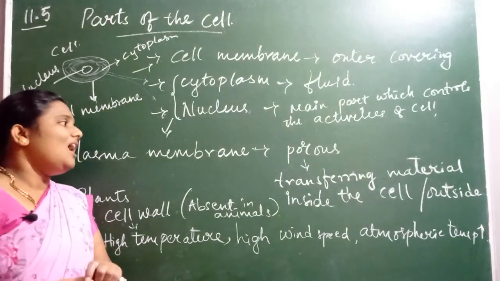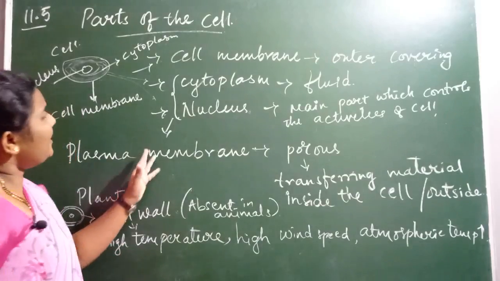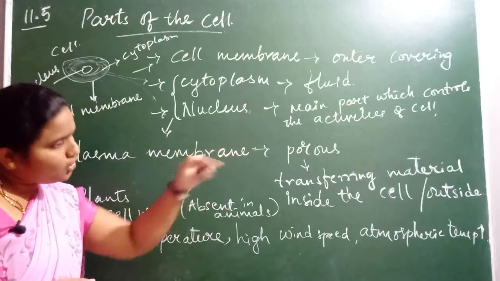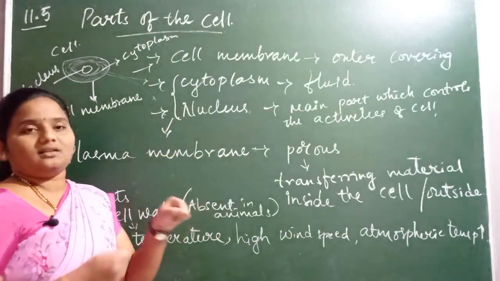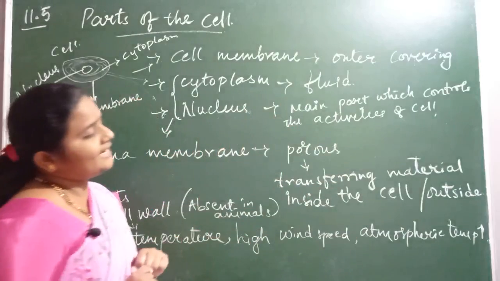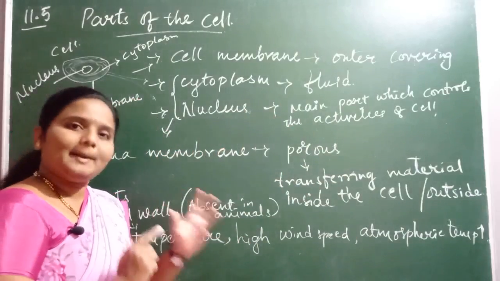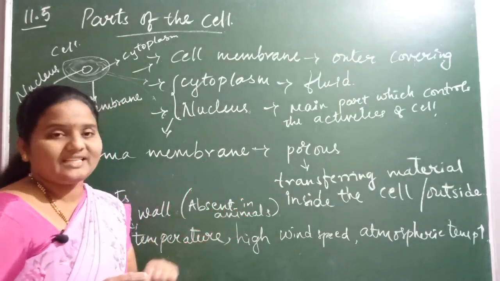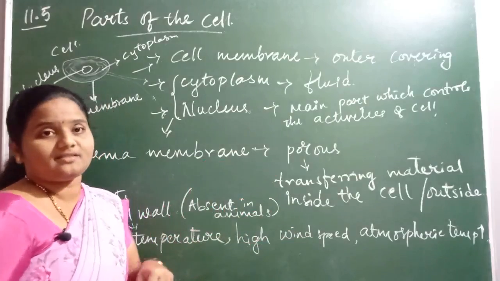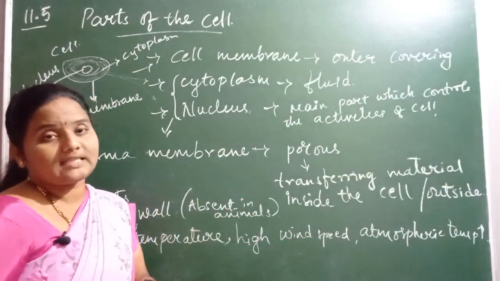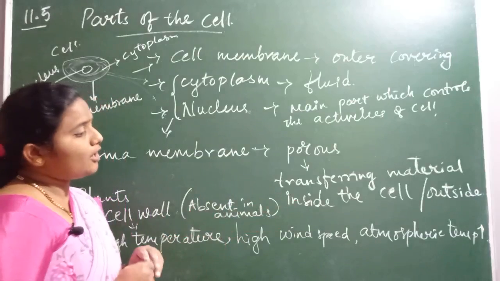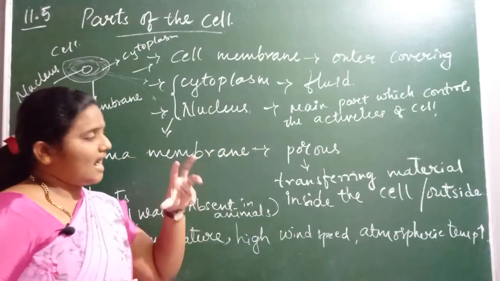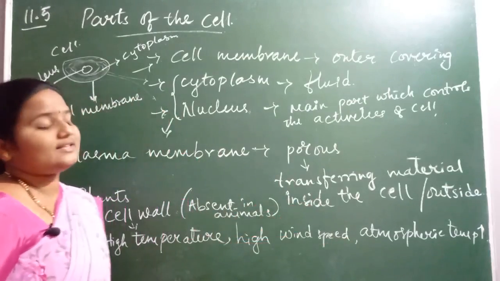Isn't it, children? So, when we take a look at an onion peel, children, it shows the outer layer. This outer covering layer is what here? Cell membrane. And here a fluid you can find. Isn't it, children? A watery-like substance. This is called what? Cytoplasm. And at the center you are going to find what? The nucleus. Isn't it, children? At the center you will find nucleus.